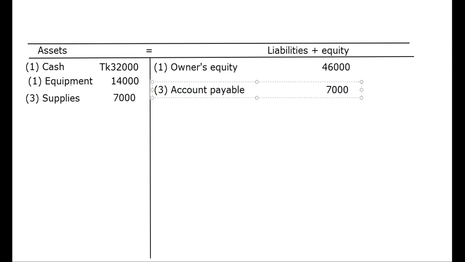Bad debt 10% will not be received from taka 10,000 accounts receivable. Accounts receivable has been created. This transaction has already been recorded. That's why 10,000 is not our main factor. Our factor is 10%. So we should consider 10%. So we will deduct bad debt. Bad debt is the decrease of your asset. So bad debt should be recorded.